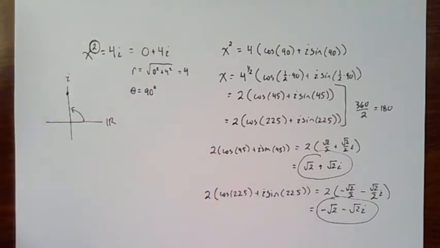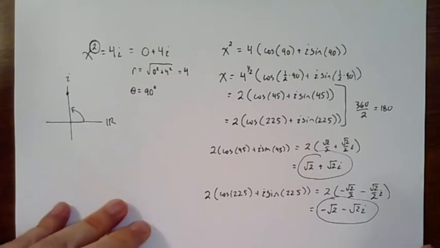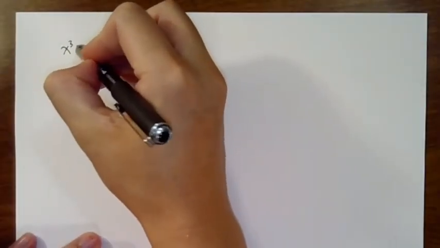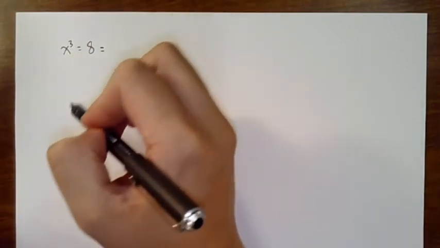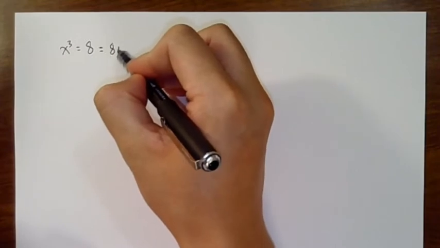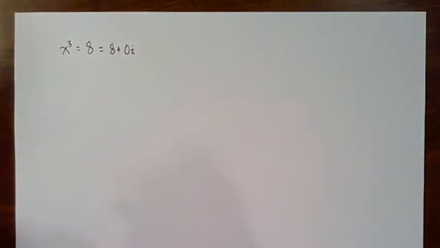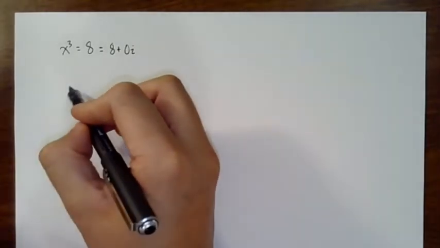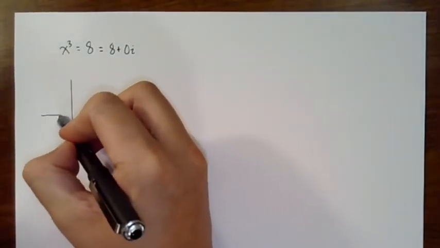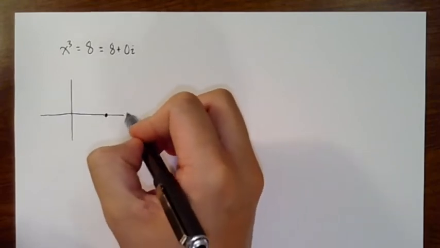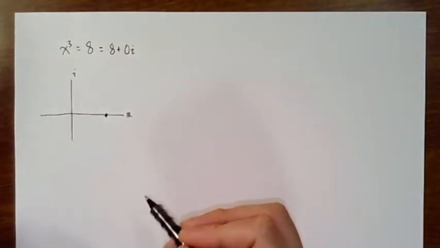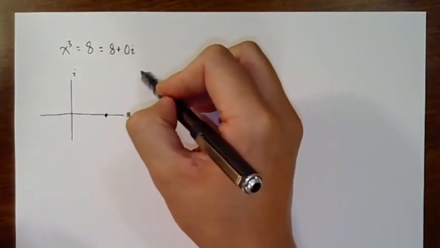So let's do one with more than 2 solutions here. Let's look at x cubed equals 8, and we're trying to solve for x. So first things first, we're going to write this down as 8 plus 0i to get it into that more familiar complex number form. So I like to plot my stuff. 8 plus 0i is actually right over here on the real axis.